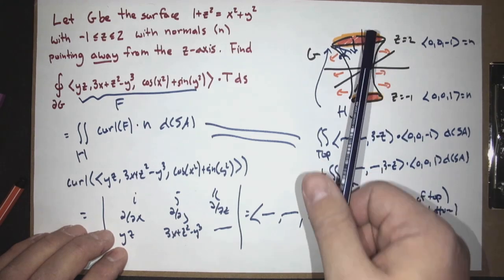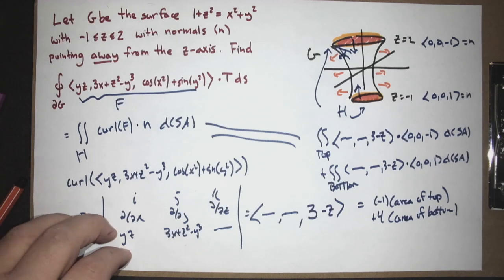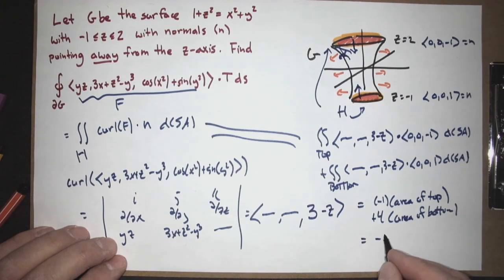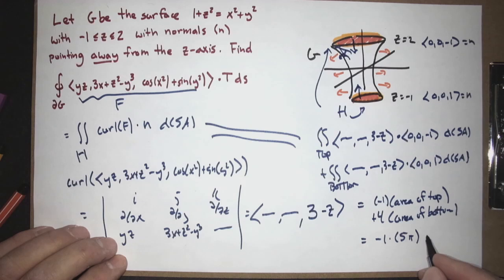Well, how much area is on the top? That's right, it's 5 pi. Good. How much area is on the bottom? 2 pi. Excellent. 4 times 2 pi, eh? And so our answer is 3 pi.